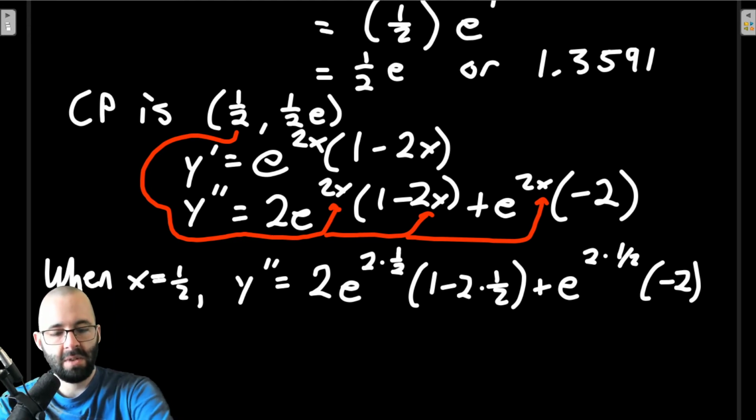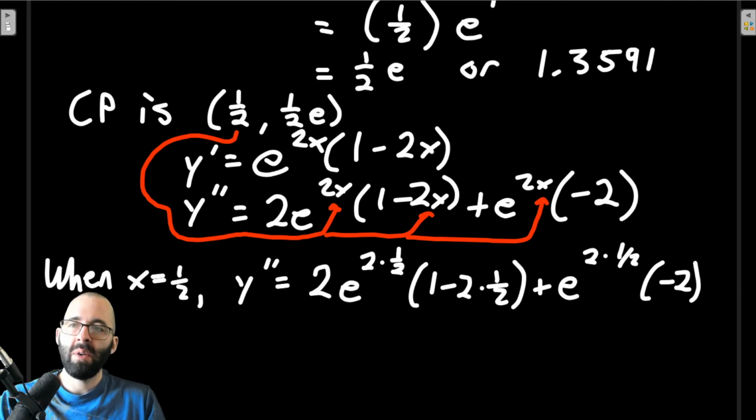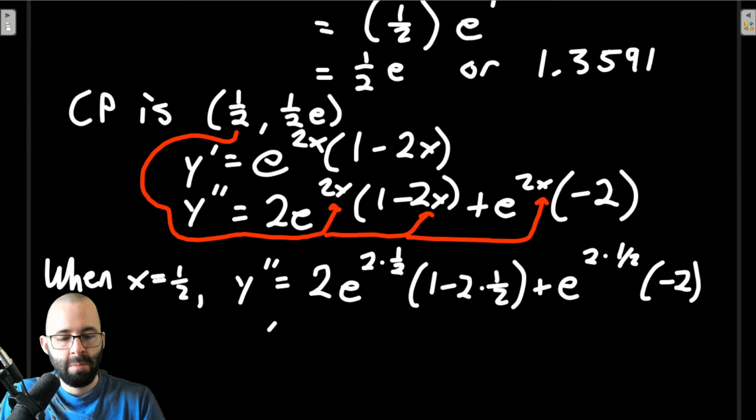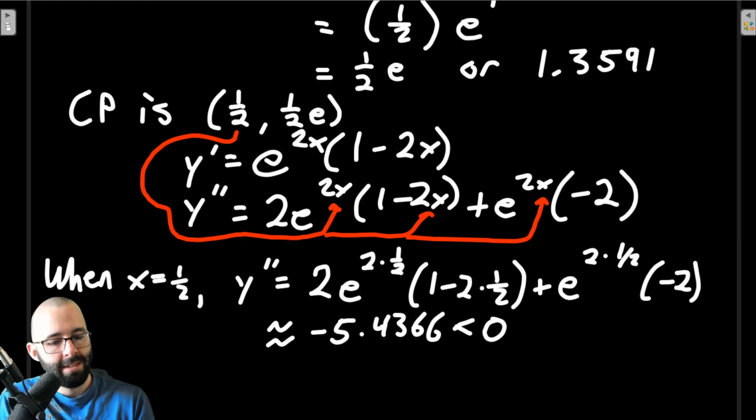So we're going to get 2 times e times 1 minus 1. Oh, that whole first term is 0. Plus e times negative 2. We'll get negative 2e. But again, the value is not so important. What's important is the sign. Specifically, at this point, when x is 1/2, our second derivative is negative. That's what matters. Second derivative is negative.